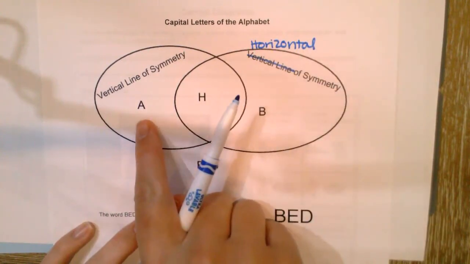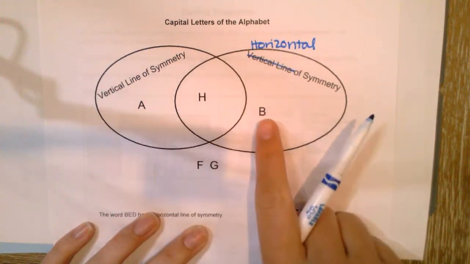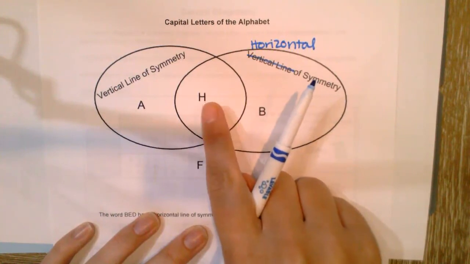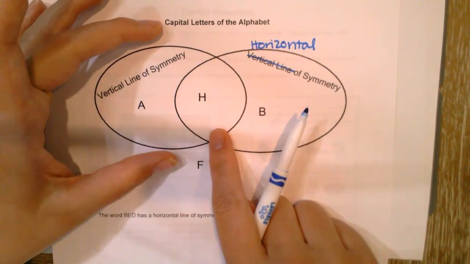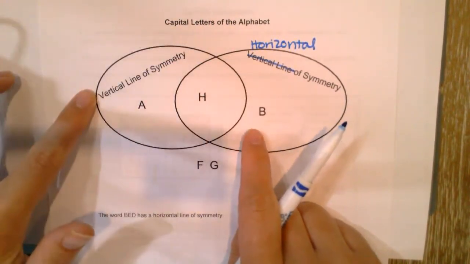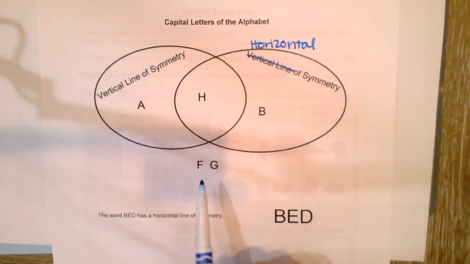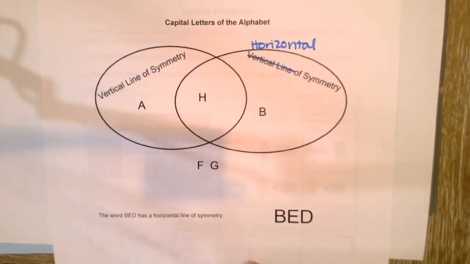So all the shapes that had the vertical line of symmetry would go in this circle, and then horizontal would go in this circle. But if a shape had both, remember H had both, it goes in the middle circle. So it indicates that it has both vertical because it's within the vertical circle, and horizontal because it's within the horizontal circle. And then you'll notice F and G are on the outside because they do not have either one of these. Okay, so that's the Venn diagram. You're going to be working with that today.